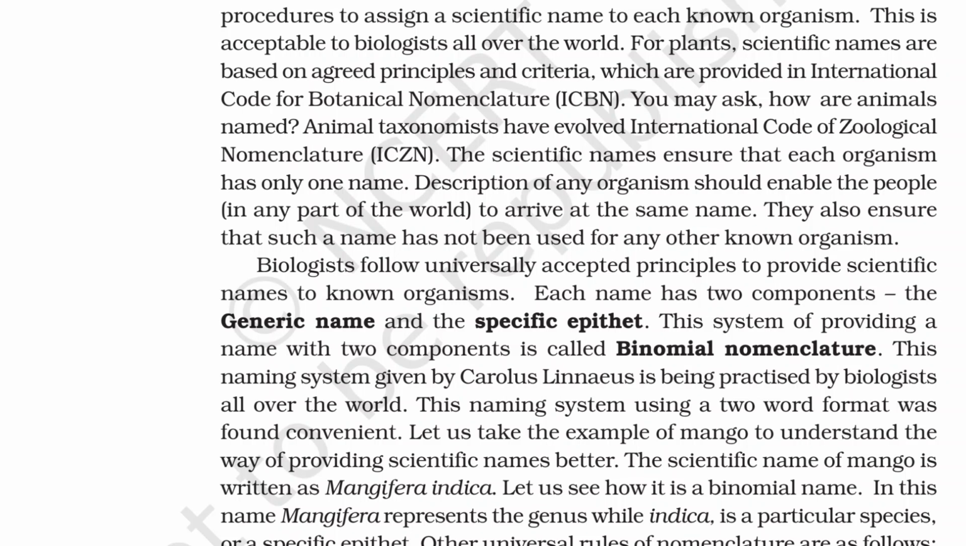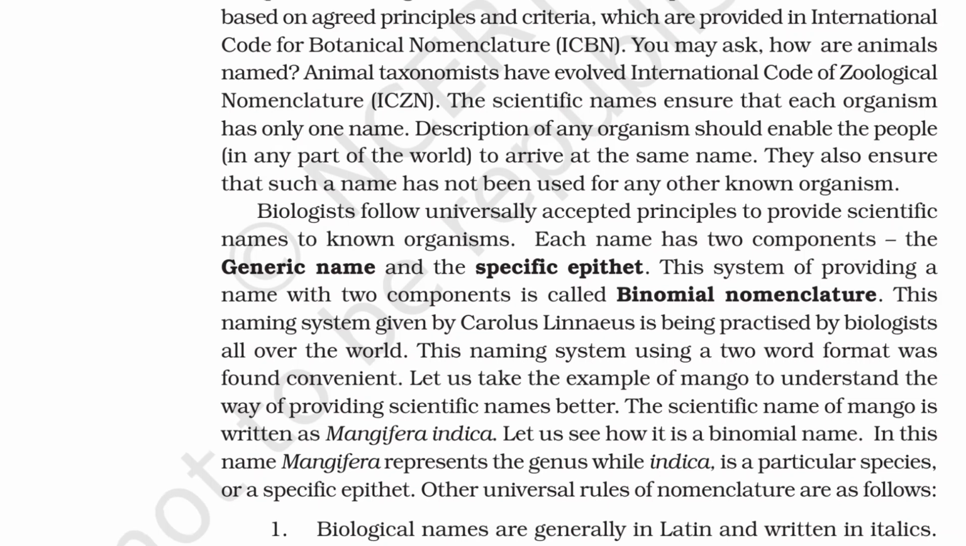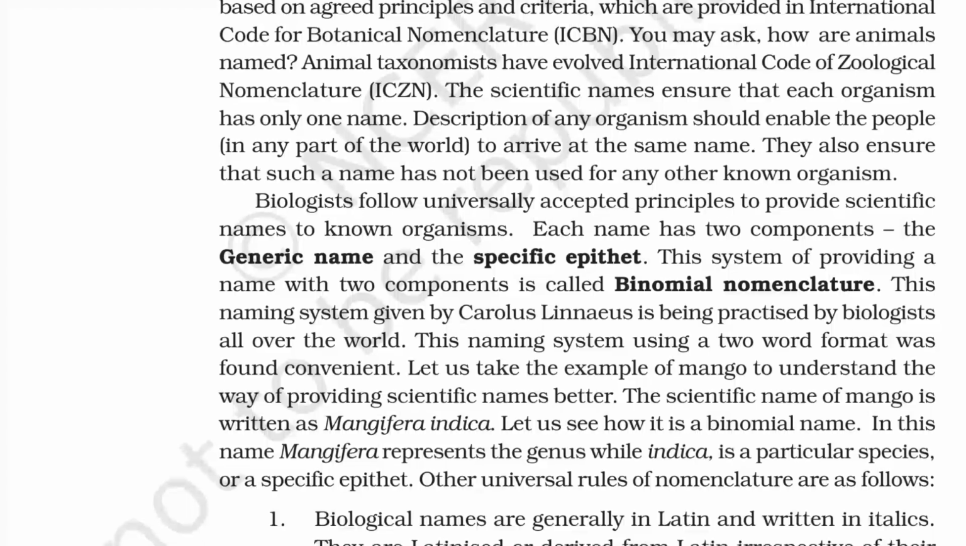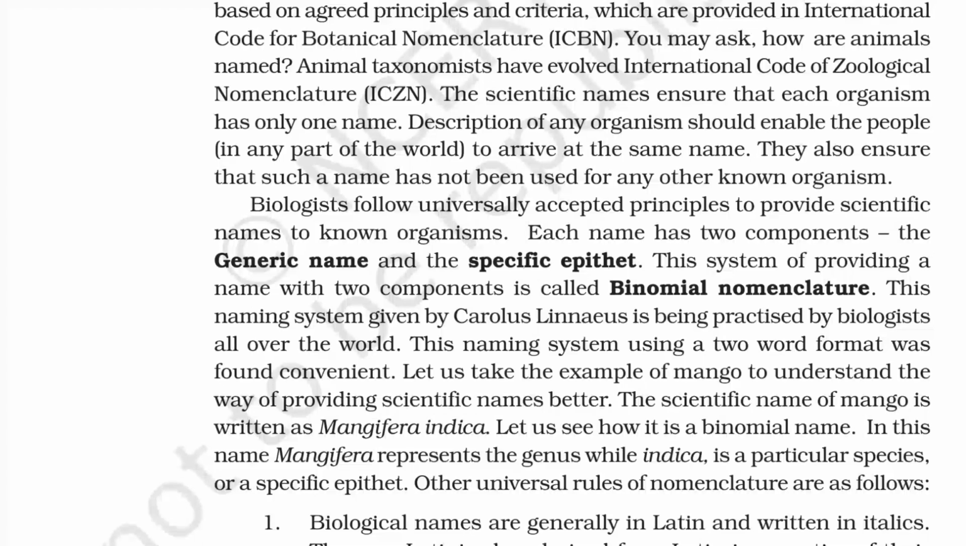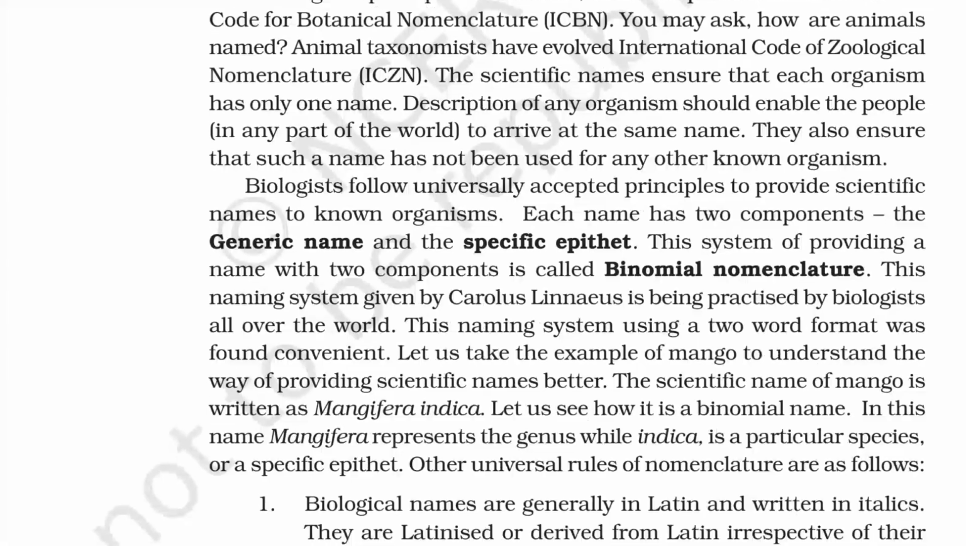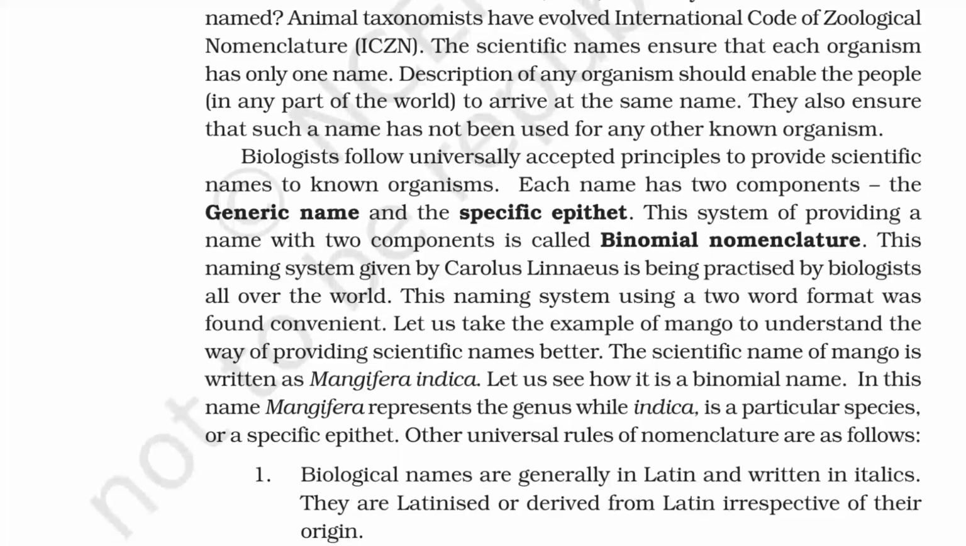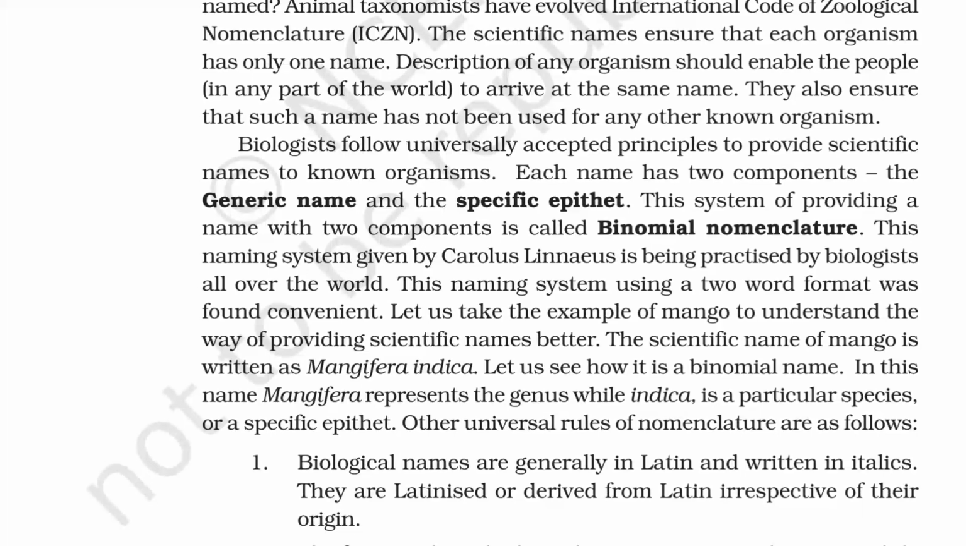The scientific names ensure that each organism has only one name. The description of any organism should enable people in any part of the world to arrive at the same name. They also ensure that such a name has not been used for any other known organism. Biologists follow universally accepted principles to provide scientific names to known organisms.